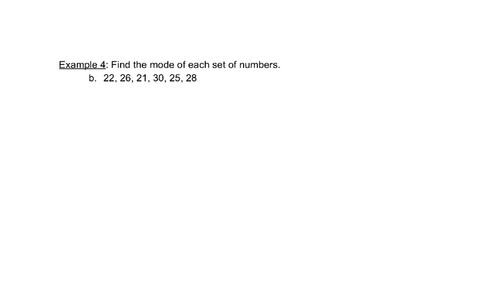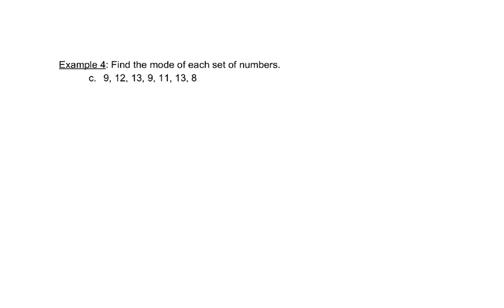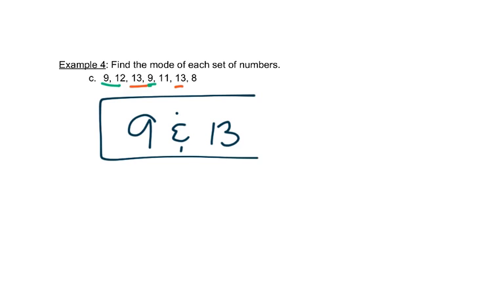If we look here, none of these numbers are repeated. So because there's nothing repeated, there's no mode. There's no number that appears the most often. And then in example C, we can see that we have 9 here twice. 12 doesn't repeat, but 13 repeats there. 11 and 8 don't repeat. But 9 and 13 are both there 2 times. So that means we have 2 different modes, 9 and 13 both.